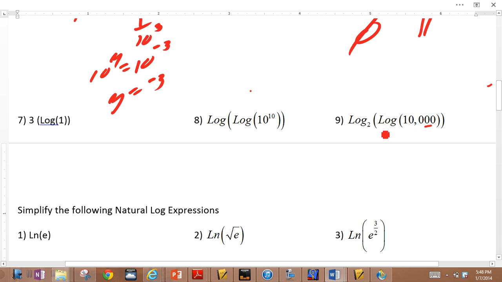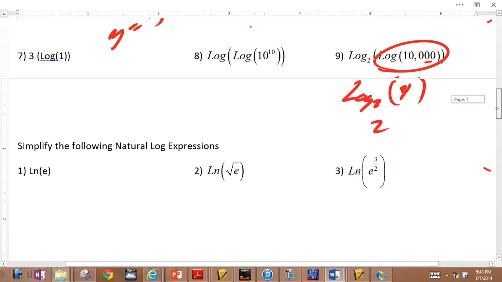These you work from the inside out. So number 9, you take the log of 10,000. I know the log of 10,000 is 4. Then I'm asking, what is the log base 2 of 4? Well, 2 to what power is 4? So the answer is 2. It's not an equation, although you could make it one, but you don't need to.